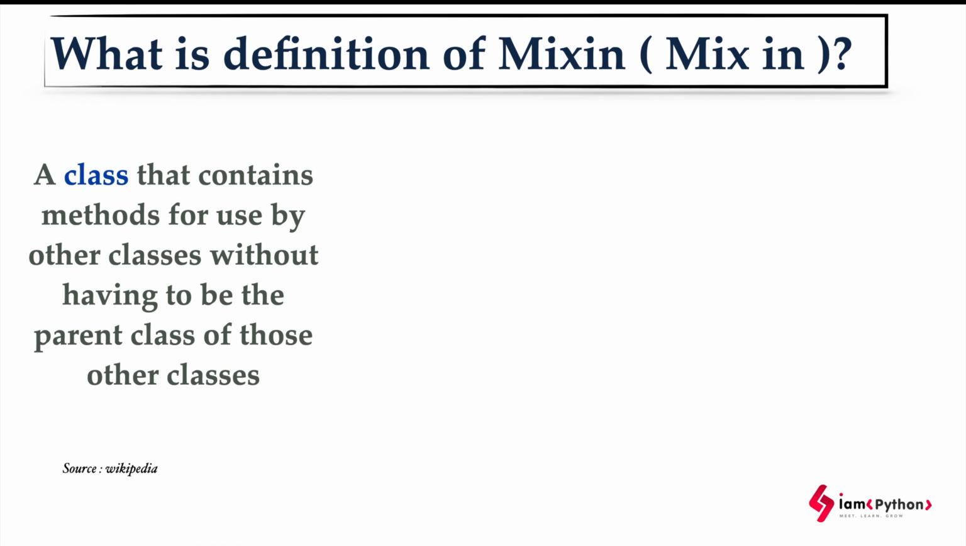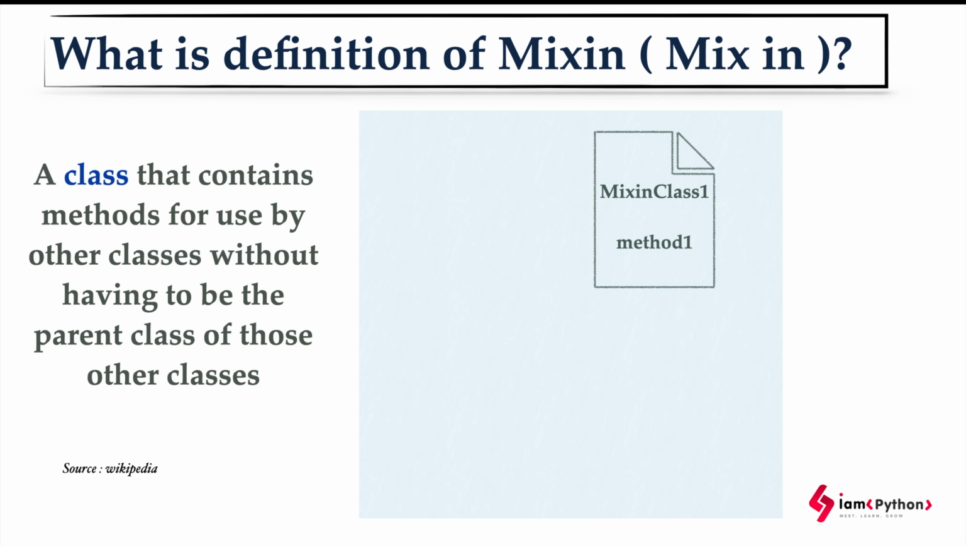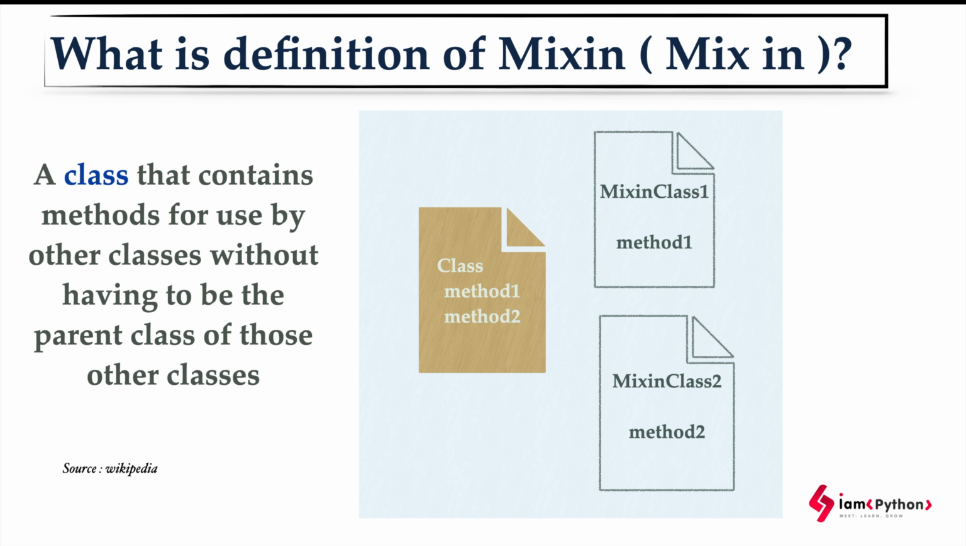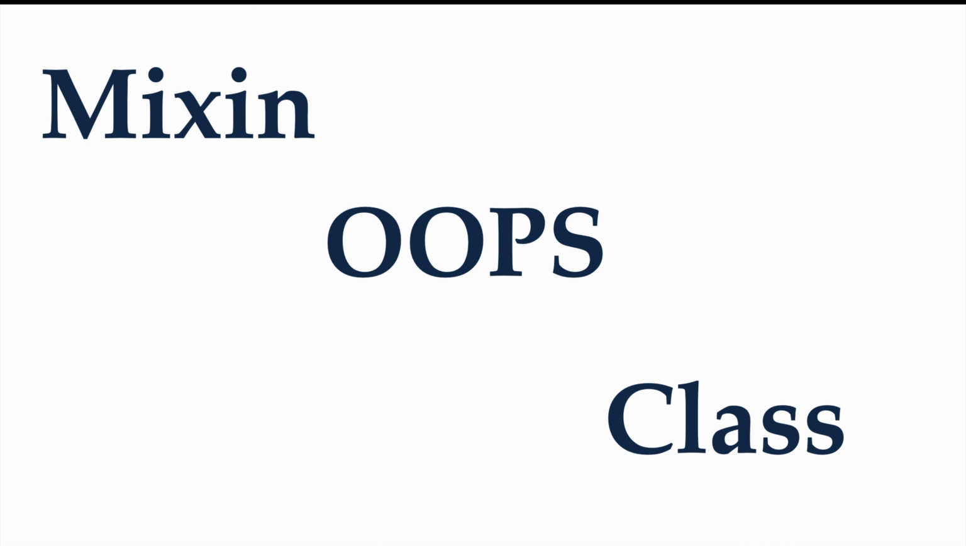Coming to the next one, what is the definition of a mixin? A mixin is a class that contains methods for use by other classes without having to be the parent of those other classes. So assume that you have mixins in two different classes. We can use those methods in any class which inherits them, and we can inherit multiple classes at a time as well. That's where multiple inheritance comes into the picture, right? Mixins relate to object-oriented programming, where we use classes, no functions here.